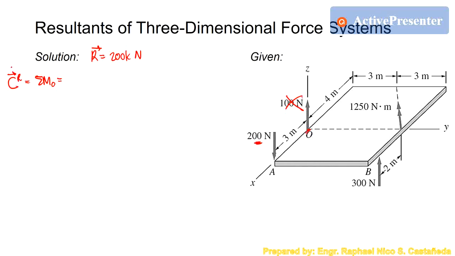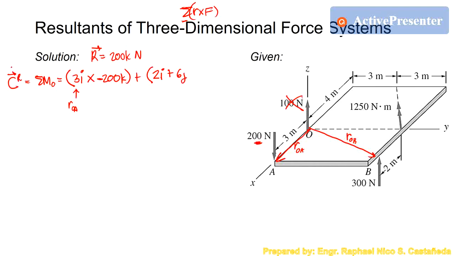So the position vector R is this one, that is 3i. Then we cross, because the formula is summation of R cross F. So R is 3i, and the force is 200 newtons downward, or negative 200 k. The next one is another R; this is ROA, and this is ROB. So plus, because we have a summation, ROB is 2i plus 6j, then we have the cross product of 300 k.